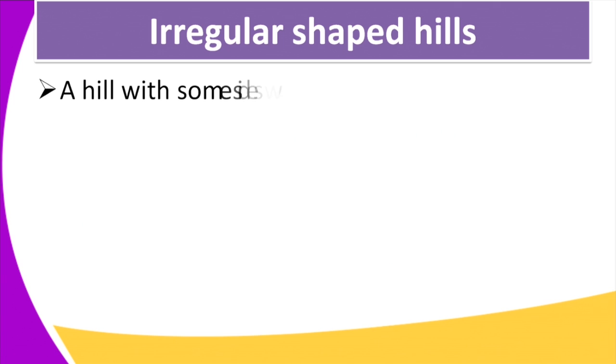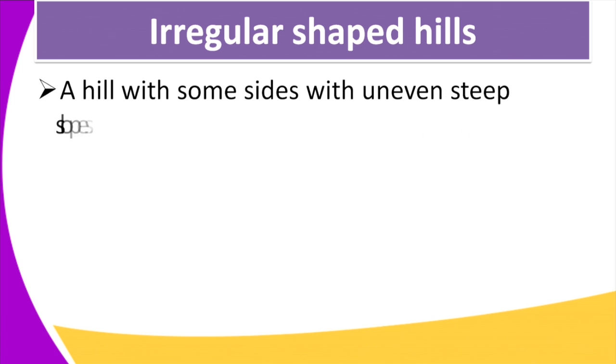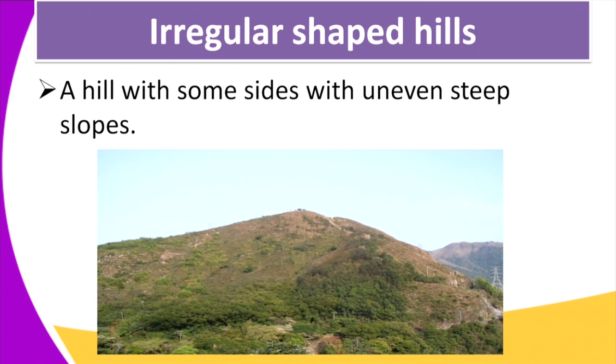Looking at an irregular shaped hill. From the types of slopes, we'll say that an irregular hill is likely to have uneven, steep slopes. So an irregular shaped hill is a hill with some sides with uneven, steep slopes. Look at the image below.